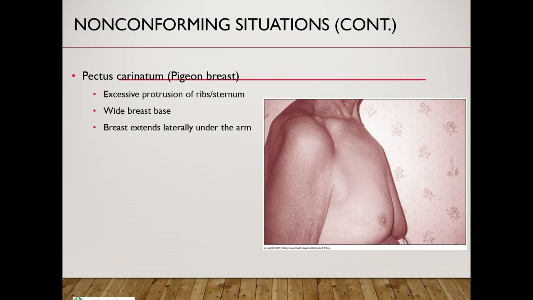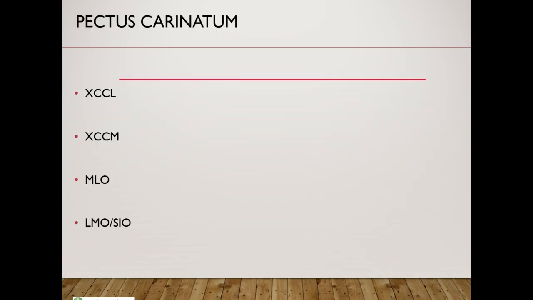Here's a picture of a patient with pectus carinatum, which is what we call pigeon breast, where it protrudes. Sometimes you have to be very careful when you're compressing that you're not unnecessarily scraping or gouging that part of the patient's breast when you're bringing the compression paddle down. A lot of times these patients are going to have a wide breast base, and a lot of times their breasts are going to extend laterally under the arm, meaning that you may want to do an exaggerated CC.